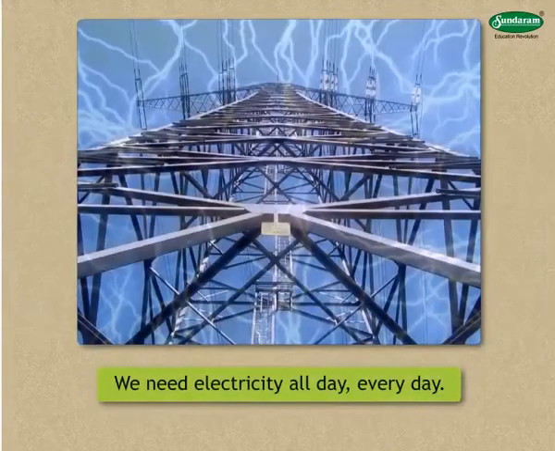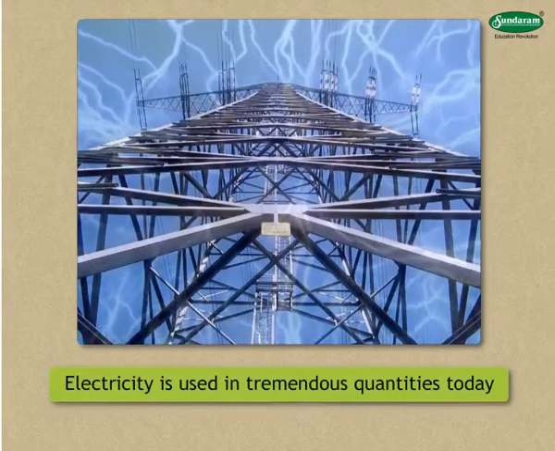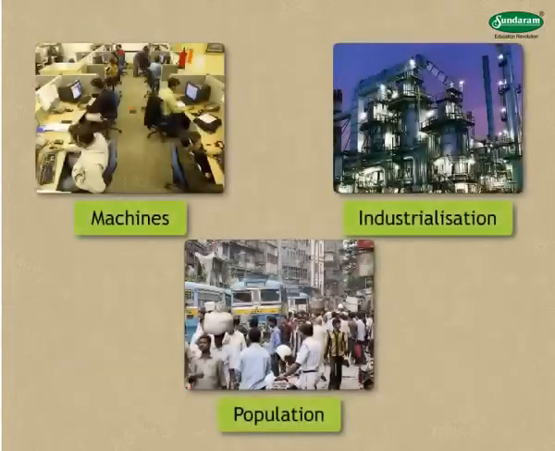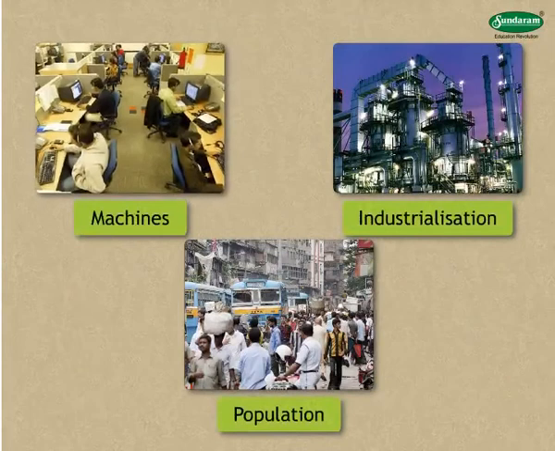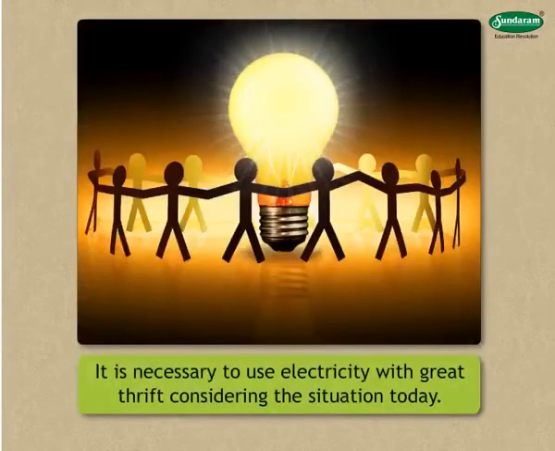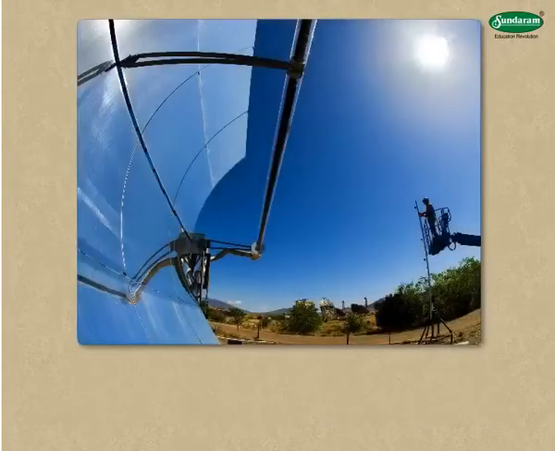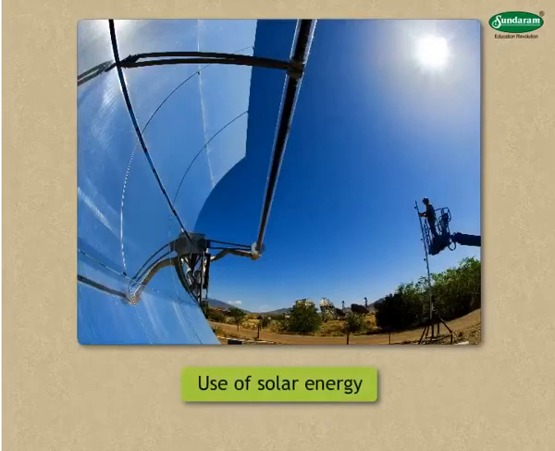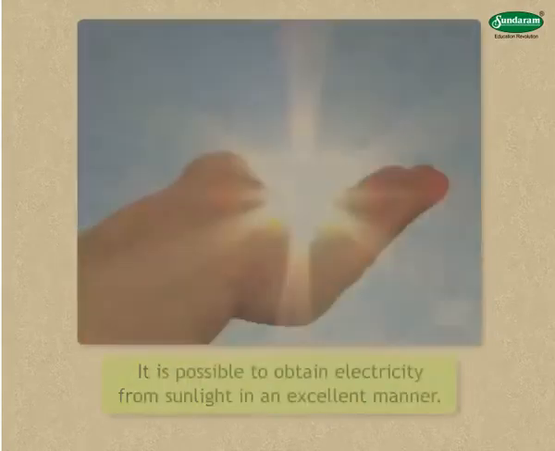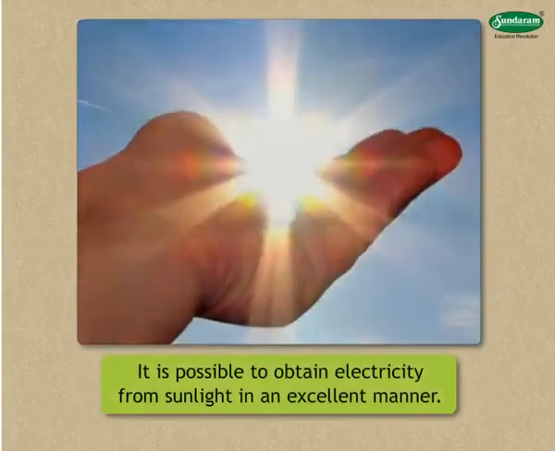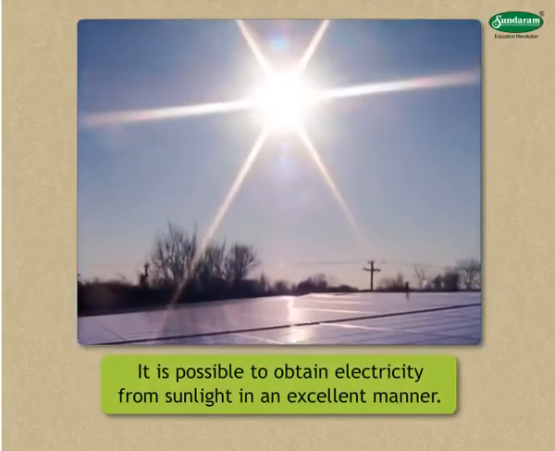We need electricity all day, every day. Electricity is used in tremendous quantities today due to the increasing use of machines, growth of industrialization and growing population. However, it is necessary to use electricity with great thrift considering the situation today. One good remedy for this situation is the use of solar energy. It is possible to obtain electricity from sunlight in an excellent manner.